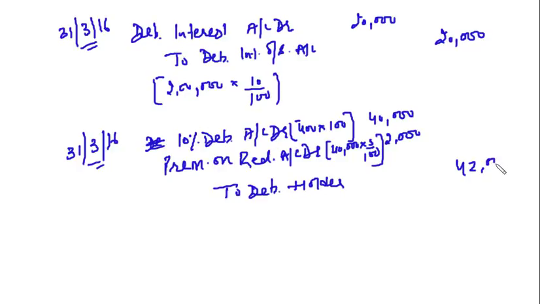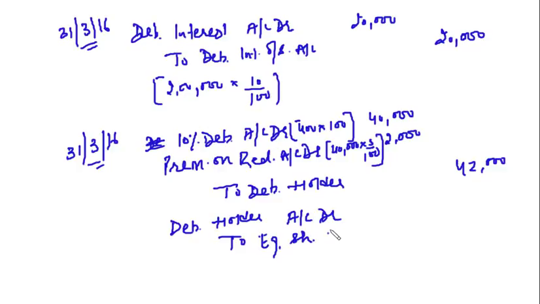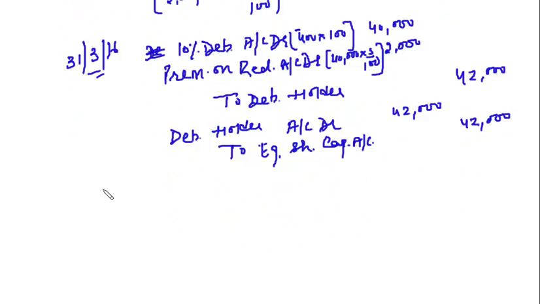And to debenture holder, how much? 42,000. Now, what is the entry when this debenture holder will be given the shares? Debenture holder account debit to equity share capital account. How much? 42,000. Now, can you tell me the number of shares that have been issued to this debenture holder?